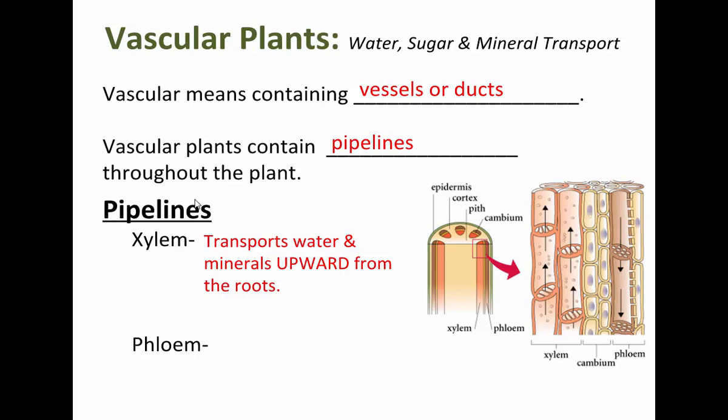The other type of tube is called the phloem. And the phloem, its job is to carry sugars from place to place within the plant.